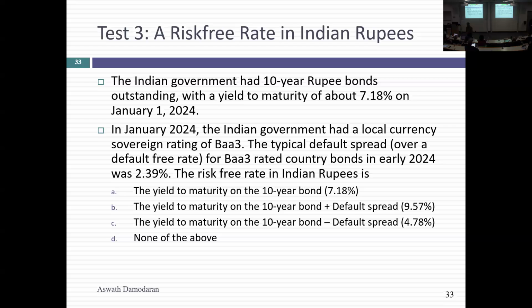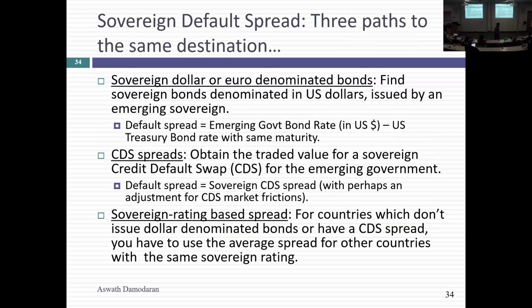And governments have learned from this, which means governments do default in the local currency, which also means that I've got to clean up for that default risk. Now, the key question here, with the government bond you can observe, is how do I get that default spread for a country? Yes, quick question.